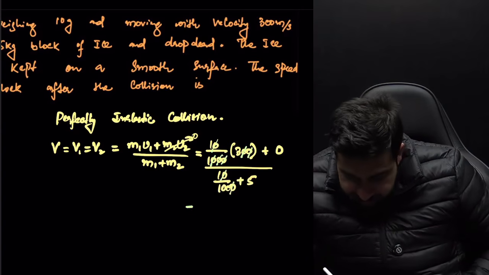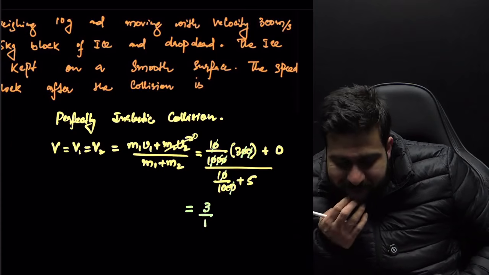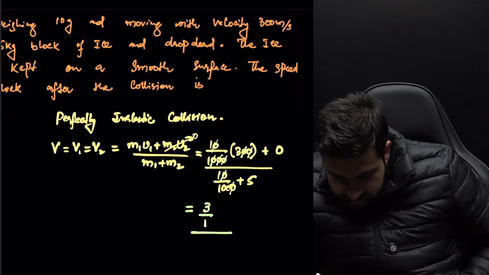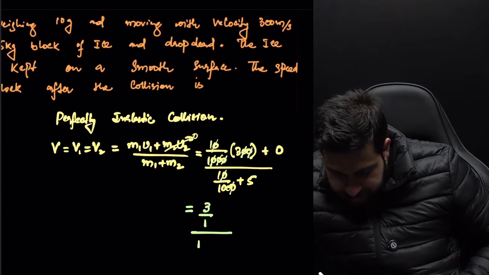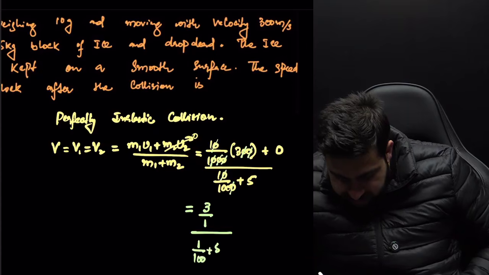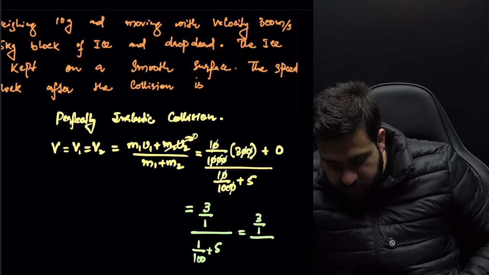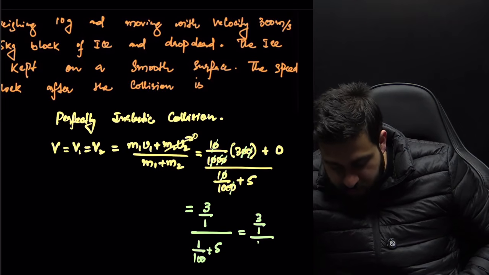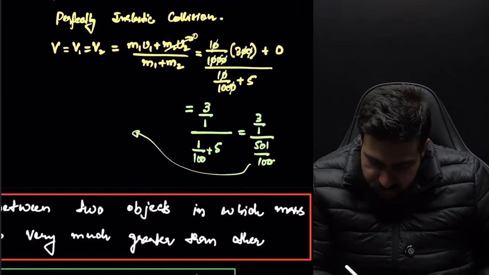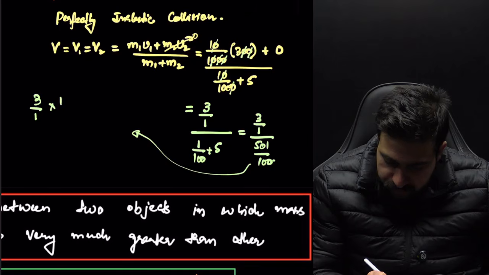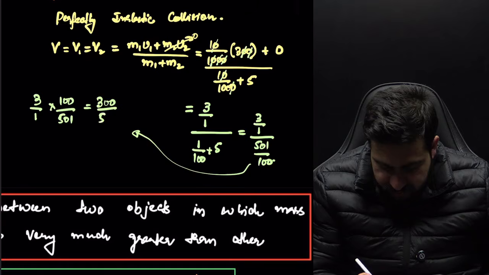So what remains here? In the numerator, it is 3 divided by 1 upon, because this is the numerator. Upon, so this is 1 divided by 100 plus 5. So this is 3 divided by 1 upon 500 plus 1, that is 501 divided by 100. So you can write it like this: 3 by 1 into 100 divided by 501, which is 300 divided by 501.